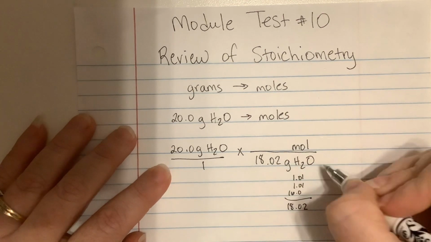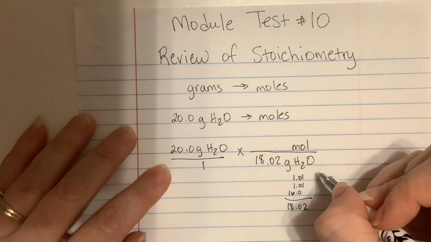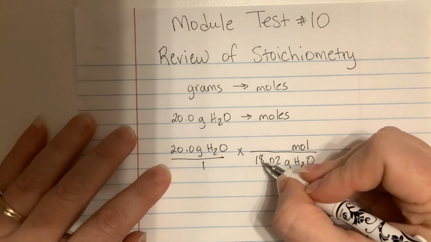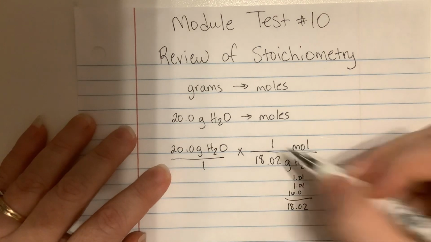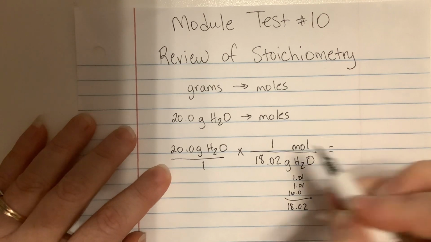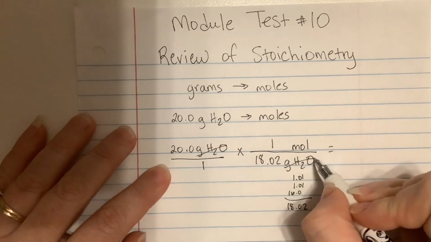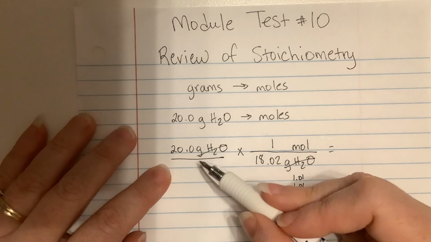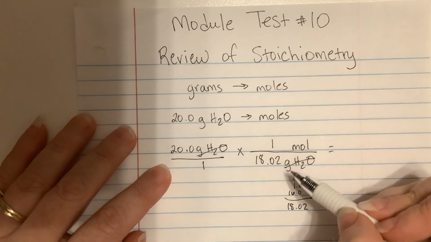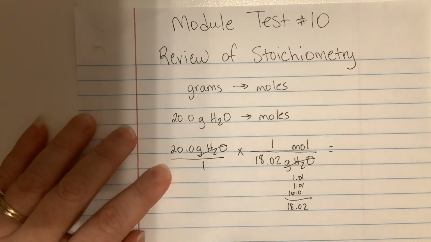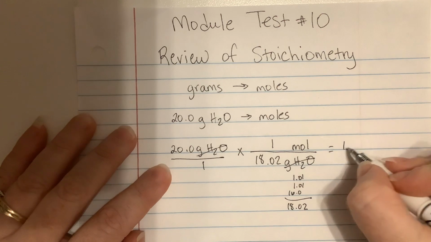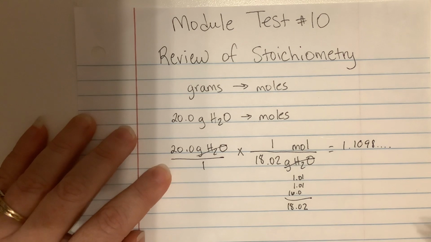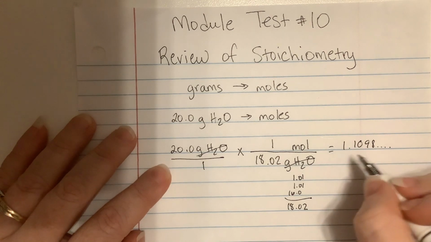That is probably the part that you may forget. You're like, how do I get this number over here? You just look at your periodic table and add whatever this is up. And that is per 1 mole. So you just put a 1 up here. So this is going to cross out, this is going to cross out. This is just a division problem. If you were typing this into your calculator, you would type in 20.0 divided by 18.02. And what you should get is something that looks like this, 1.1098 number.